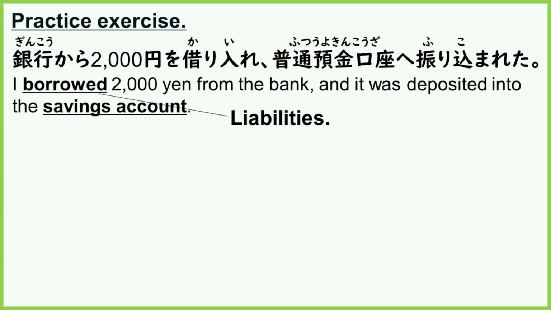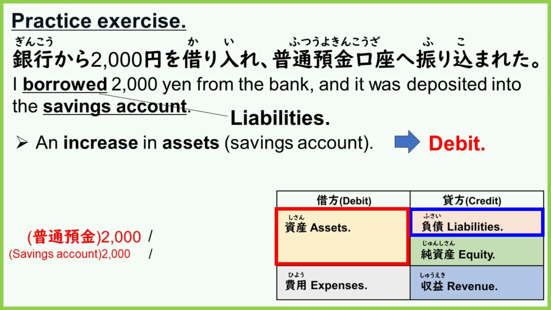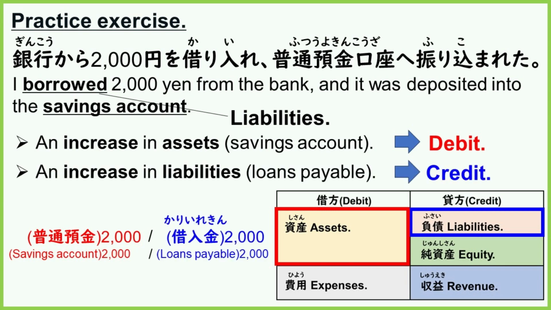Let's move on to the next question. I borrowed 2,000 yen from the bank, and it was deposited into the savings account. An increase in assets, savings account. This position is debit. Therefore, we record savings account as a debit. An increase in liabilities, loans payable. This position is credit. Therefore, we record loans payable as a credit.